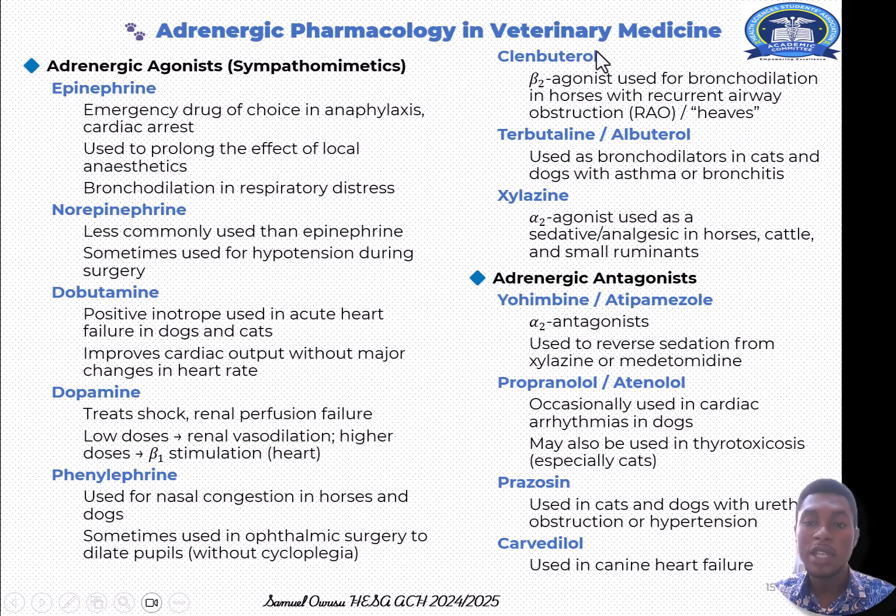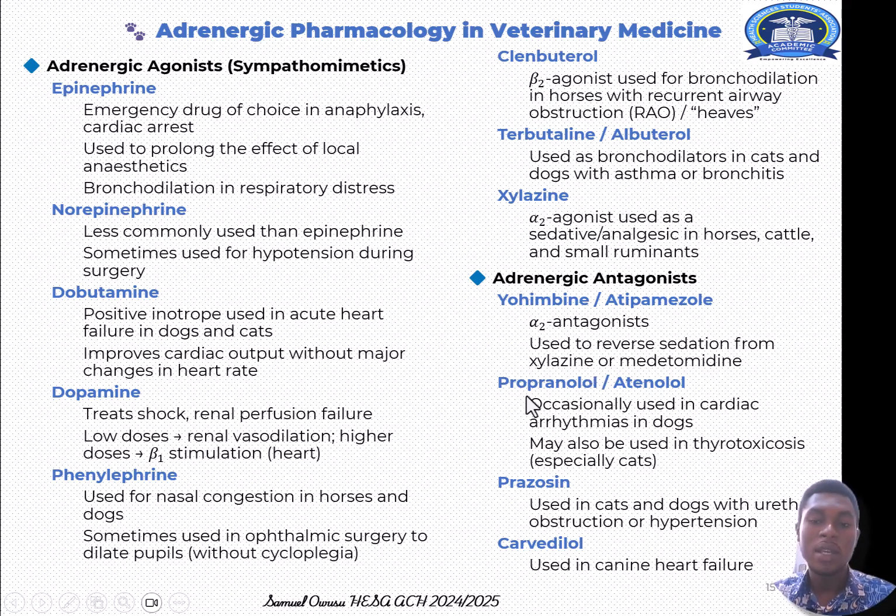Then there's clenbuterol, which is also a beta 2 agonist used for bronchodilation in horses. There's terbutaline, which is used as a bronchodilator. In cats and dogs, there's xylazine. The vets, you want to remember this drug because it appears in exams a lot. It's an alpha 2 agonist used as a sedative or analgesic in horses, cattle, and all small ruminants. Then there's the antagonist. We have yohimbine, which is an alpha 2 antagonist. It's used to reverse the sedation from what?